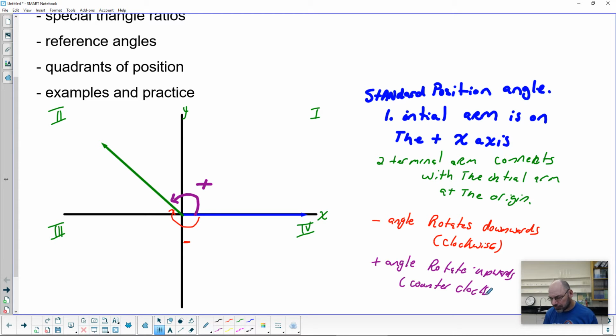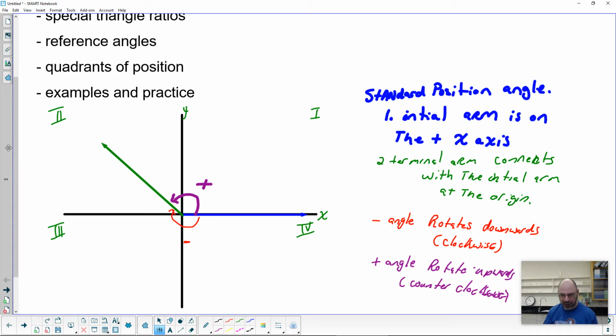Okay, so that's pretty easy. So just remembering that for a standard position angle, you have to have the arm on this x-axis here. And if you're going to be measuring positive, you go up from it wherever the terminal arm is, and down if you're measuring negative. And these are two different measurements that mean the same angle. And also you have to have them connecting right at the origin. They can't just be anywhere.